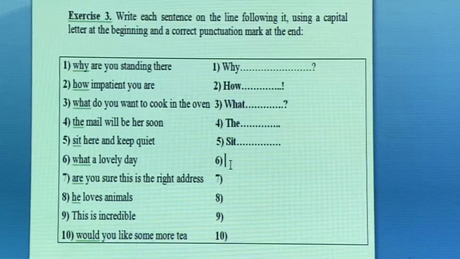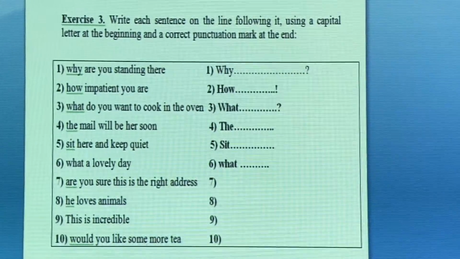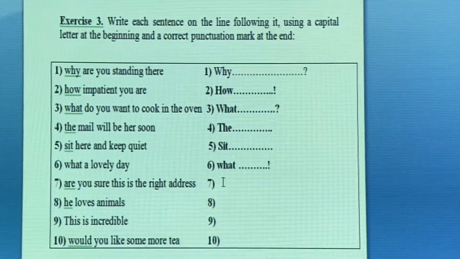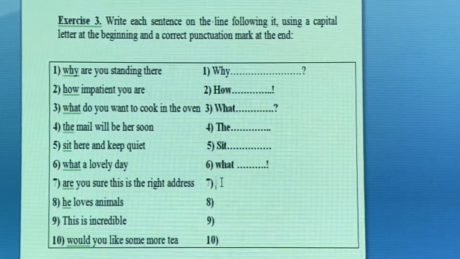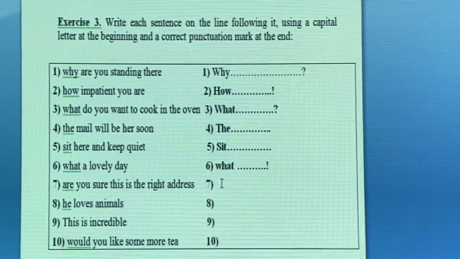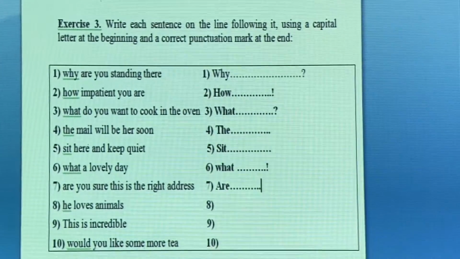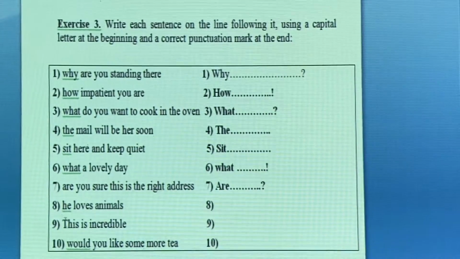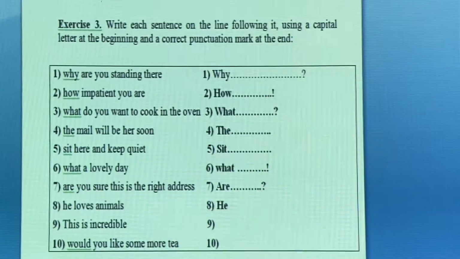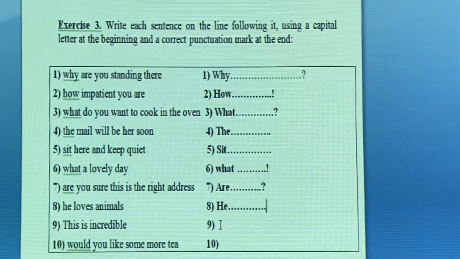What a lovely day, capitalize W. We write all the sentence and then we finish with an exclamation mark. Are you sure this is the right address? So R, capitalized A, you write the whole sentence and then question mark, because this is a question. He loves animals. Capital H, he loves animals. Full stop.